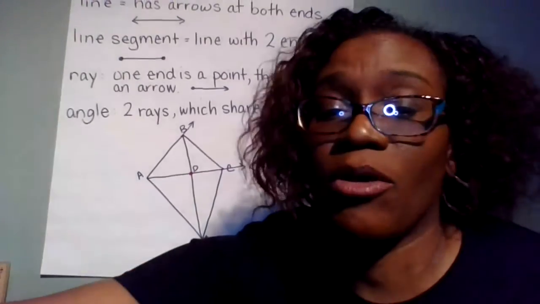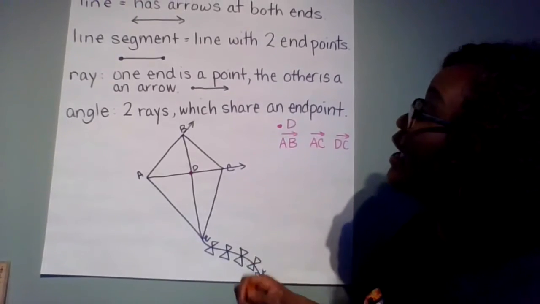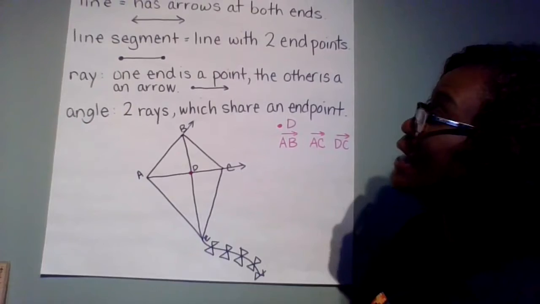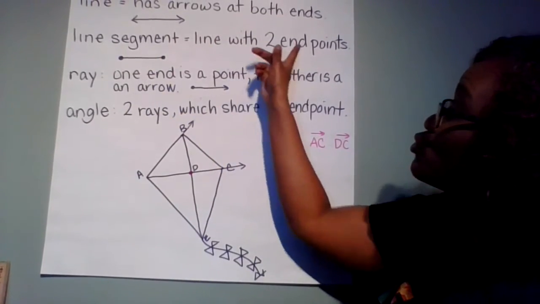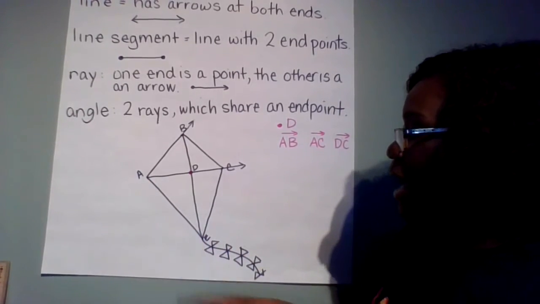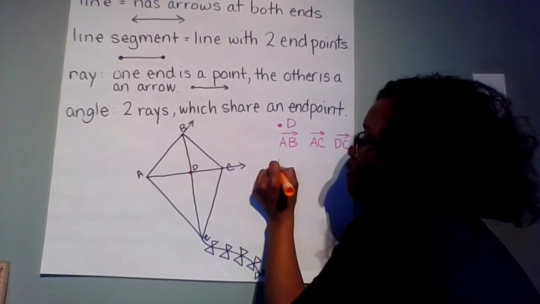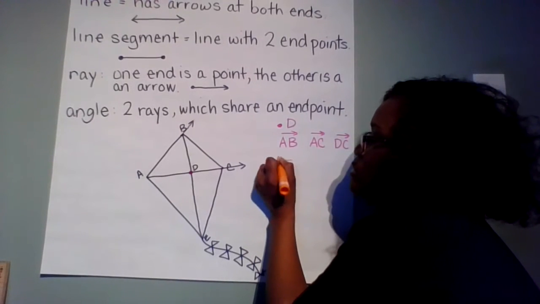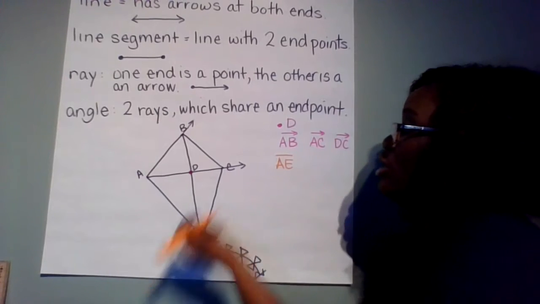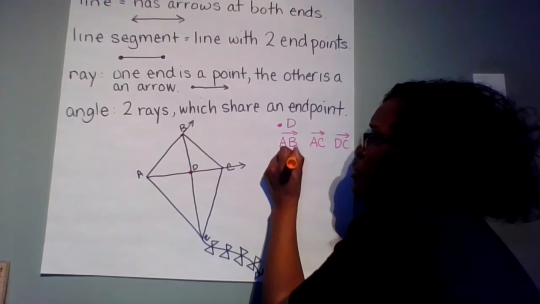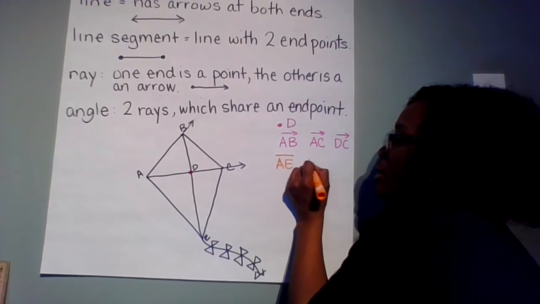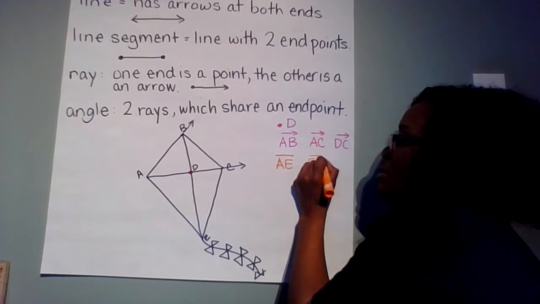Now, scholars, I'm going to grab another marker and let's do a line segment. And a line segment would be a line with two endpoints. So I could say point A and point E. So I could say line segment AE. And if you want to, you could put the points on the end, but you don't have to. I could also say line segment EC.